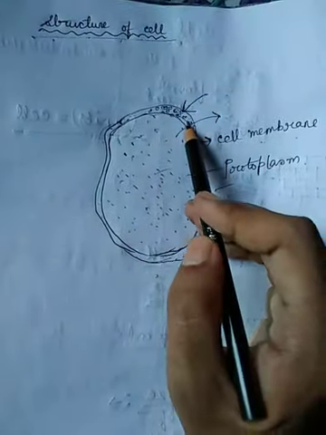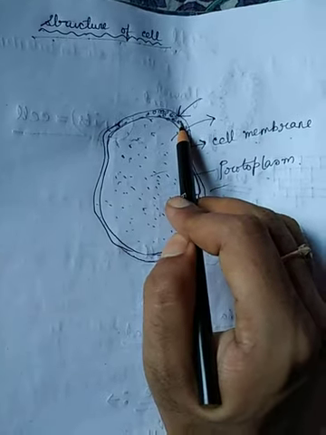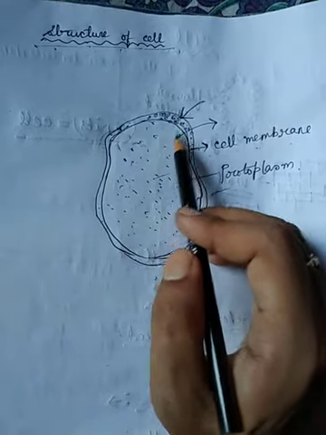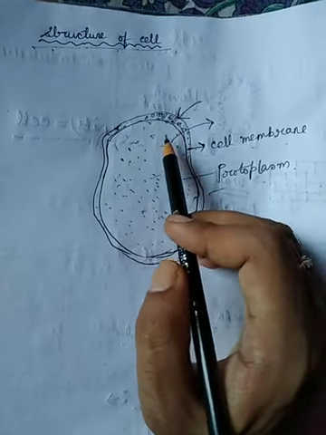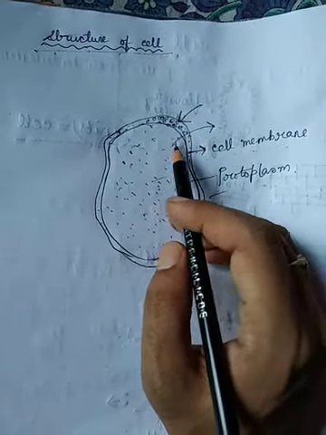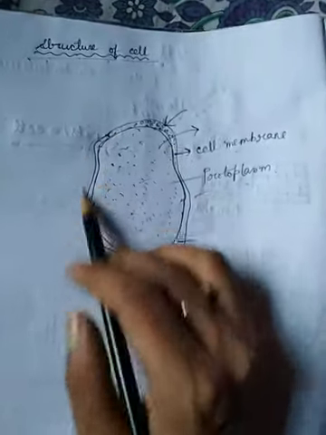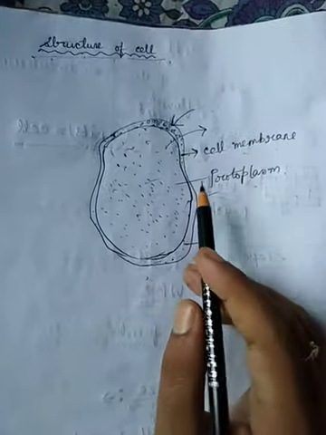Secondly, as the cell membrane is porous, food particles or other particles may easily enter into the cell through the cell membrane, and the particles that need to exit may pass or be released from the cell through the cell membrane. So this is the function of the cell membrane.